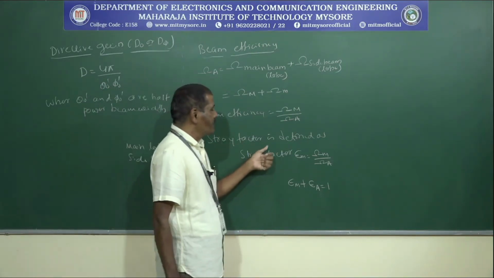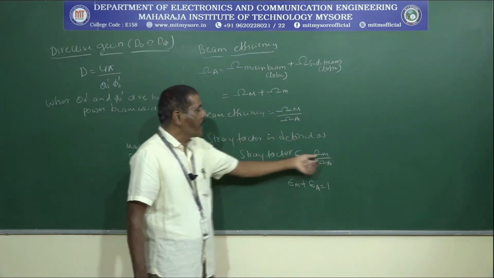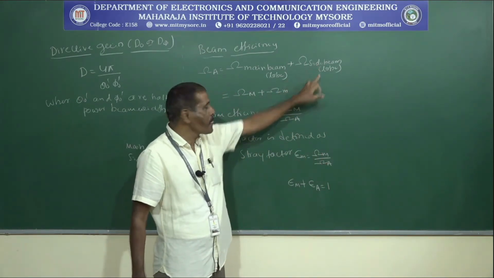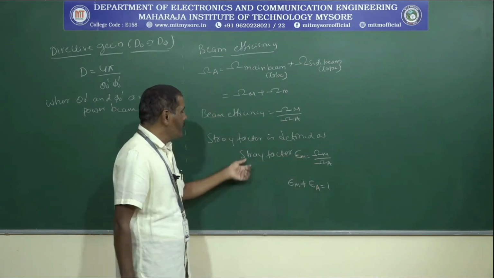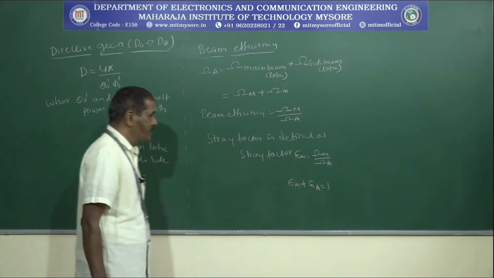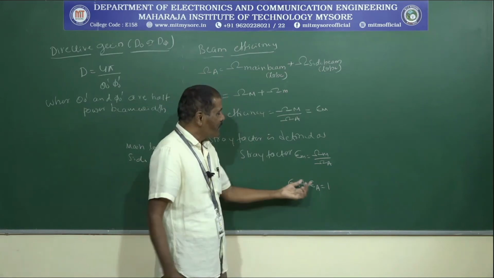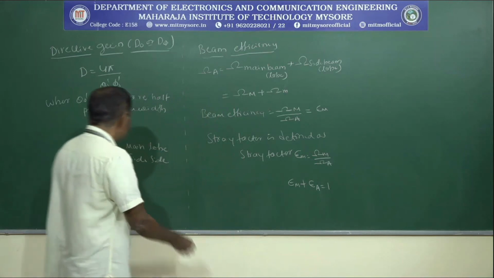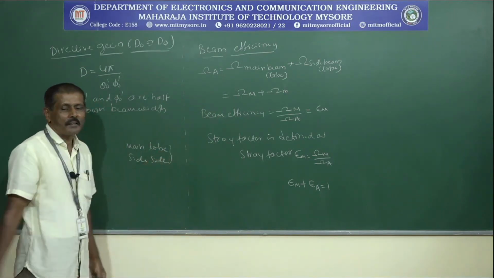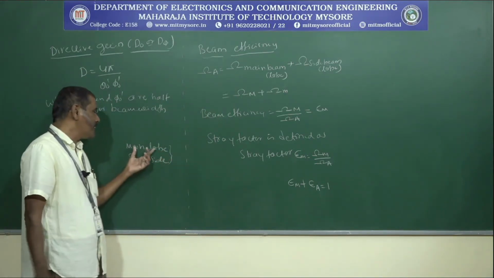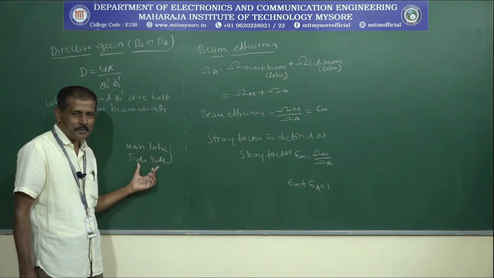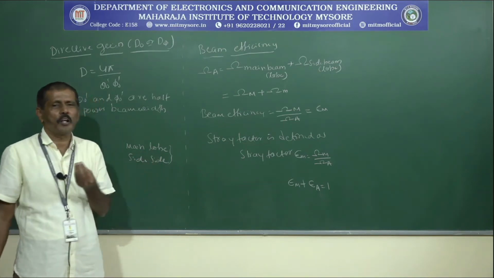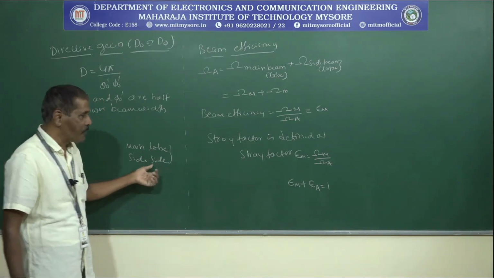Then stray factor is defined as omega small m divided by omega A, where omega small m is nothing but the side lobe. The sum of the main lobe and the side lobe values is equal to 1. That indicates that the total power radiated from the antenna is contained in the main lobe and the side lobes. But the maximum amount of power is contained in the main lobe and a very small amount of power is contained in the side lobes.